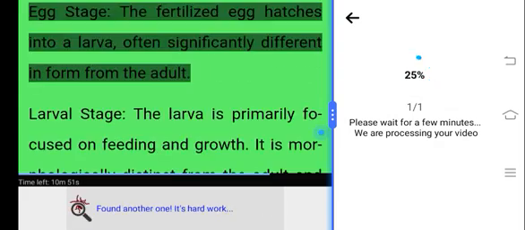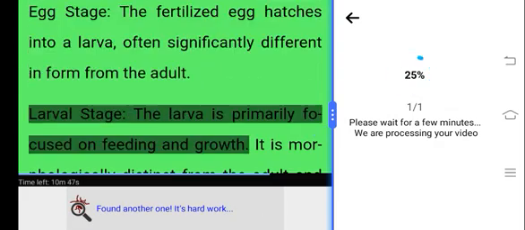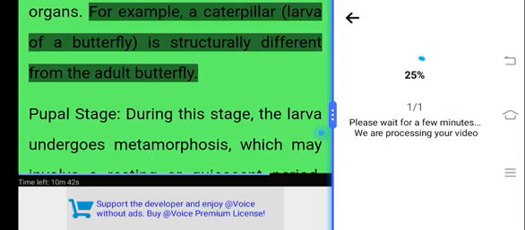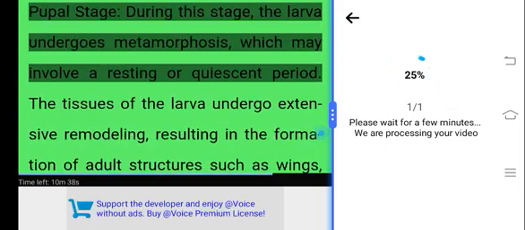Key stages in holometabolism. Egg stage. The fertilized egg hatches into a larva, often significantly different in form from the adult. Larval stage. The larva is primarily focused on feeding and growth. It is morphologically distinct from the adult and typically lacks wings and reproductive organs. For example, a caterpillar larva of a butterfly is structurally different from the adult butterfly.